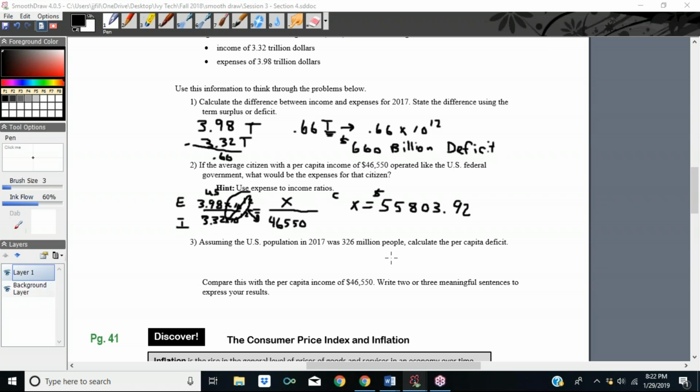Okay, and number 3. I'm actually going to give you a couple minutes to do number 3. And what I'd like to do is have you not put your answer in the chat box, but give me a hand raise when you have number 3 completed. All right, give me a hand raise when you have both of these completed.